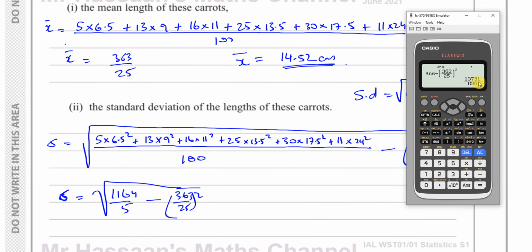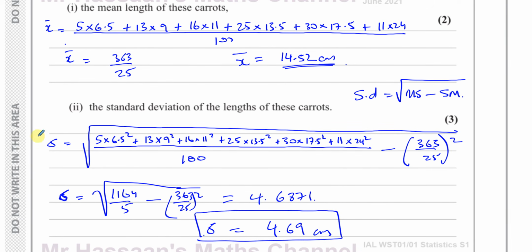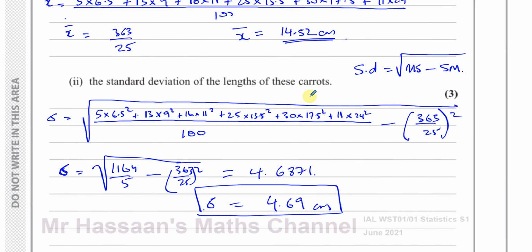And then I need to take the square root of this because standard deviation is the square root of the variance. So the square root of my final answer there gives me 4.6871. So we can say 4.69 centimeters is the standard deviation. So that's the answer for part 2 of C.